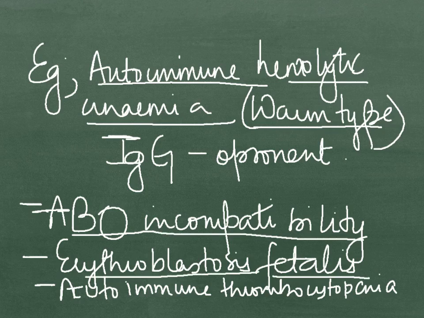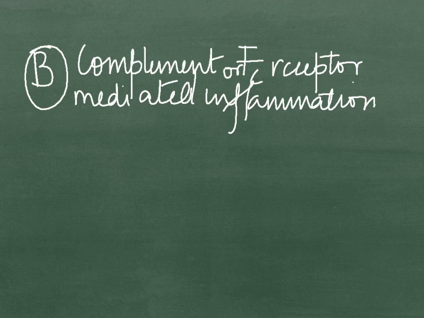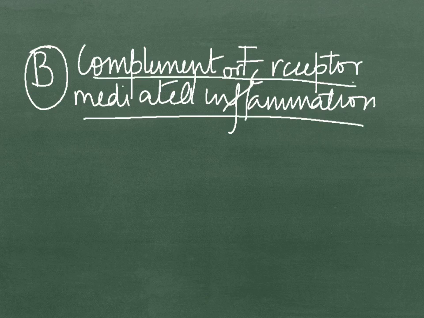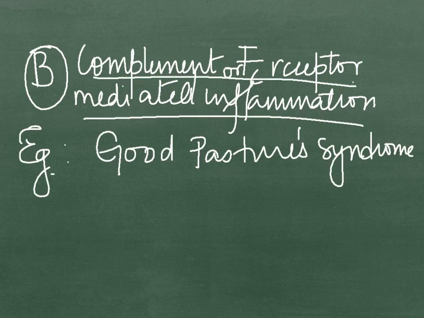Now let us move to the second type of hypersensitivity type 2 reaction, which is the complement or Fc receptor mediated inflammation, which is self-explanatory. Classical example is Goodpasture syndrome. In this disease, the glomerular basement membrane consists of type 4 collagen, which has a non-collagenous part. This non-collagenous part of the type 4 collagen is acted upon by the complement system and then leads to its depletion. Another example is acute rheumatic fever.